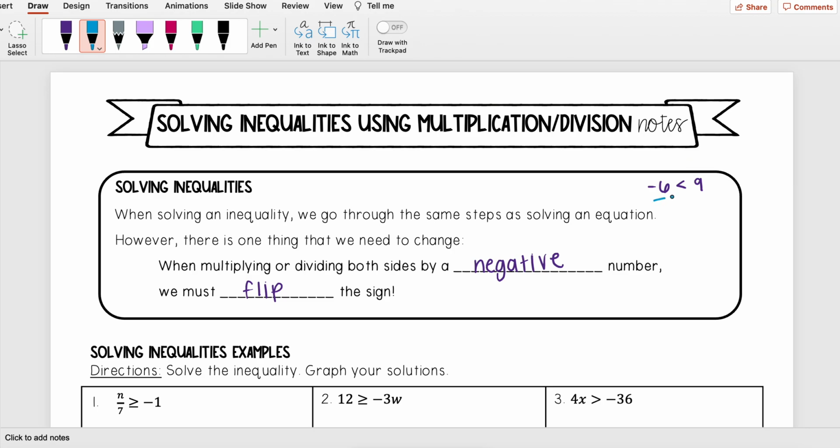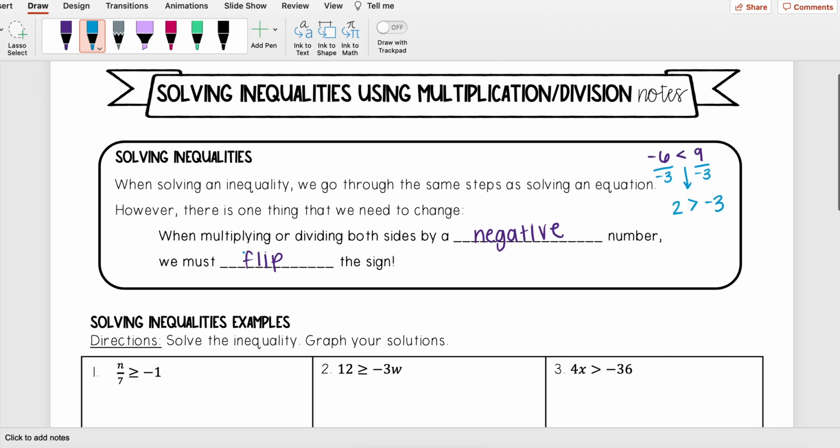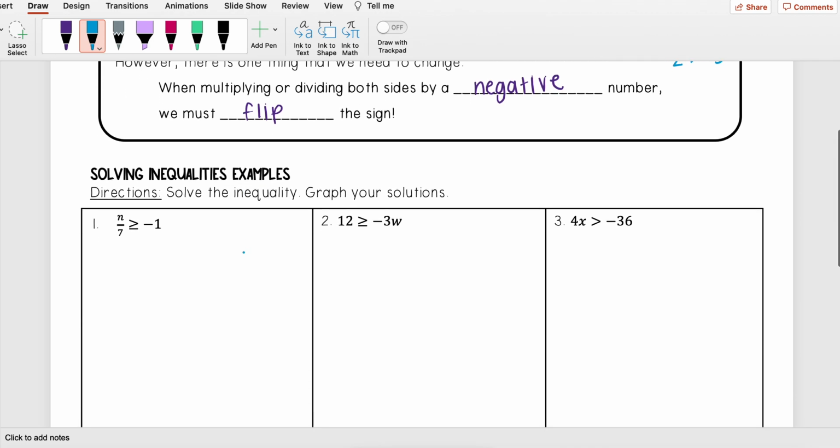However, when I divide both sides by, let's say, -3, -6 divided by -3, I get a +2. 9 divided by -3, I get a -3. And so now I get the statement 2 is less than -3, which is not true. So whenever we divide by a negative number or multiply by a negative number, to make the inequality still true, we will have to switch it or flip it the other way around. So let's go through some examples where we'll have to maybe do that and maybe not.